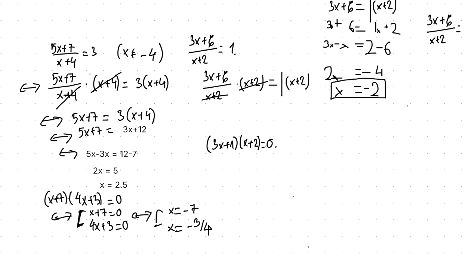Zero over zero is what, right? Zero over zero is undefined. If the denominator is 0, no matter what the numerator is, it is always undefined.